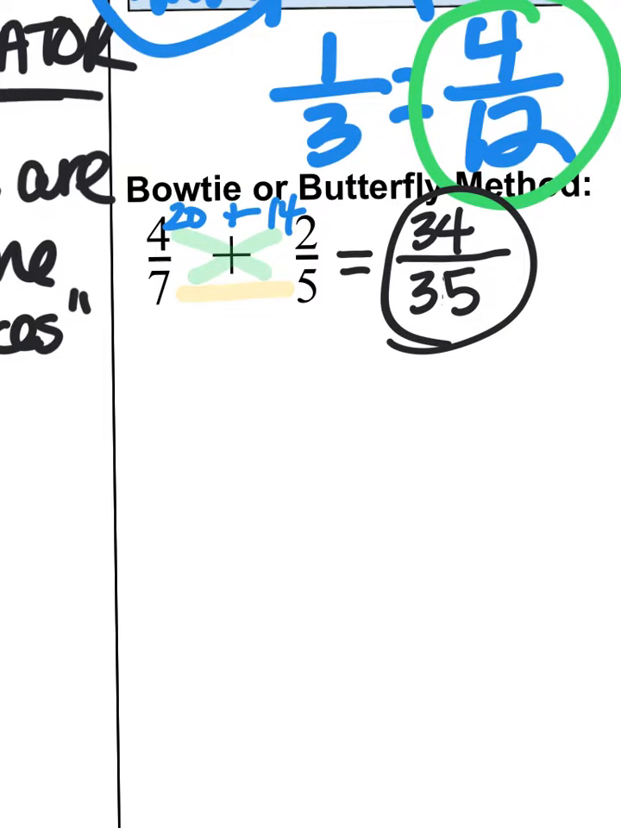You've already found the common denominator because what you did was you multiplied 7 and 5 together. That's your common denominator.